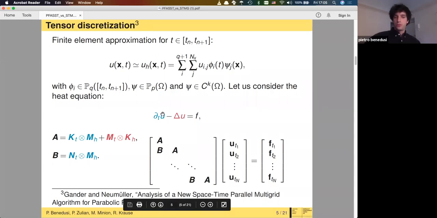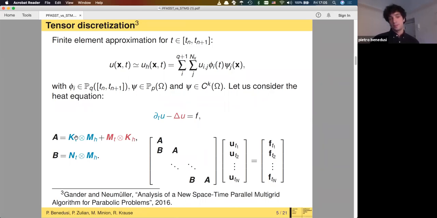And if you look at the heat equation here, you can write down the operators A and B very easily in terms of stiffness matrix in space and in time, and tensor product between them, because you have a tensor product of the spatial mesh and the time mesh. You find the same structure, let's say, algebraically.